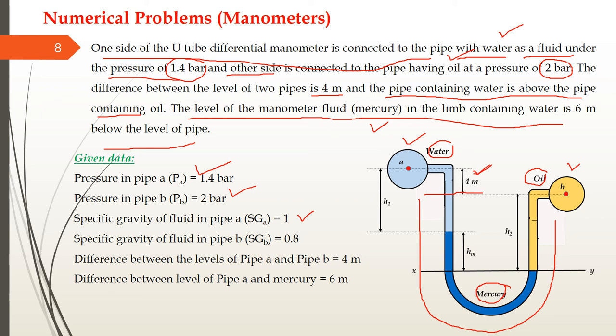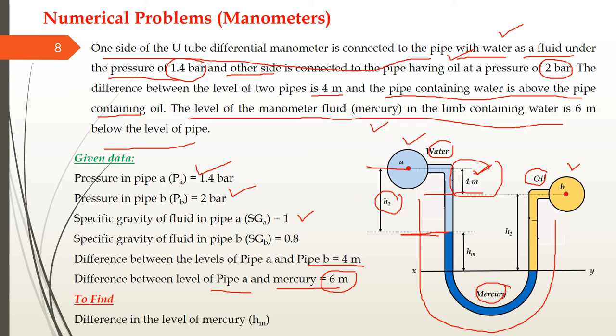So the difference between the levels of pipe A and pipe B, as I've told you, is also given to us. This is that difference which is given over here, and the difference between the level of pipe A and the top level of the mercury, that is your H1, is given to us as 6 meters. So in this case also, we have to find out the difference in the level of the mercury, that is your HM.